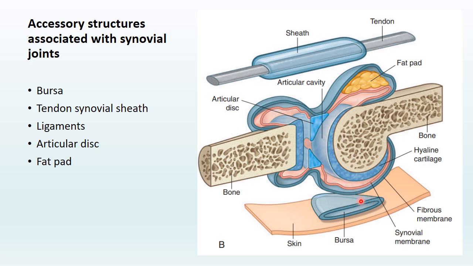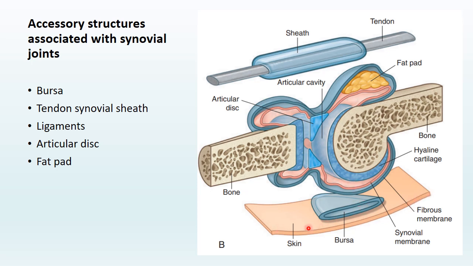Bursae, جمع bursa, are located between movable structures in relation to the synovial joints. For example, in this condition, it lies between the skin and the joint. So it separates the skin from the joint. It also may be present between a tendon and a bone, or a tendon and a joint.